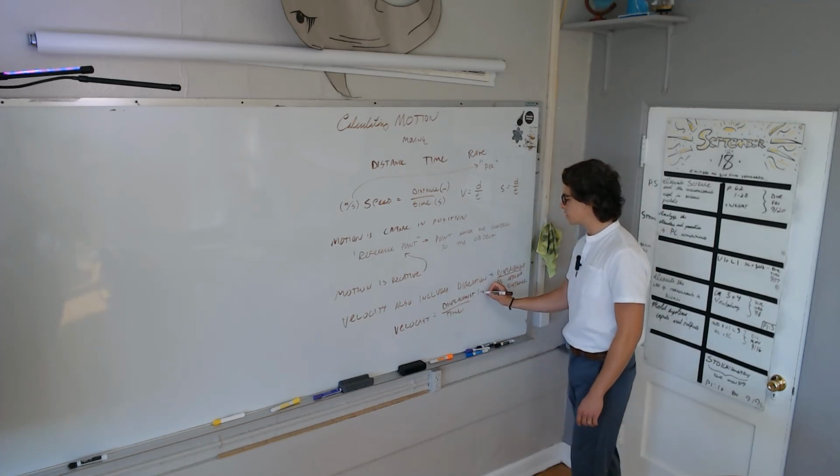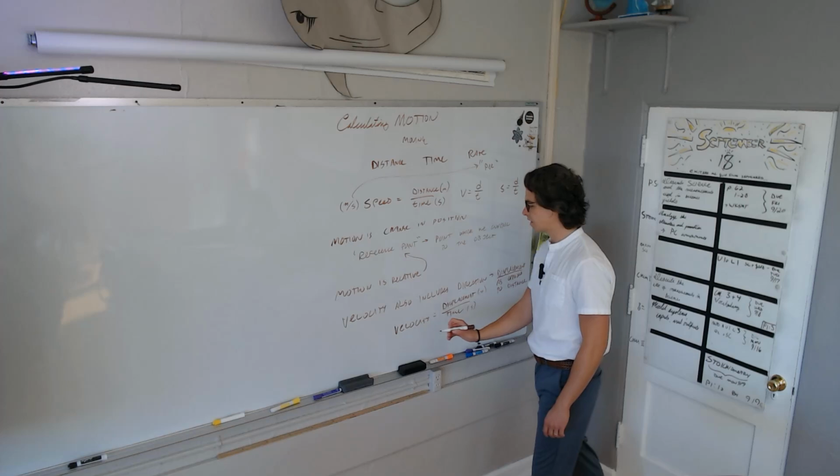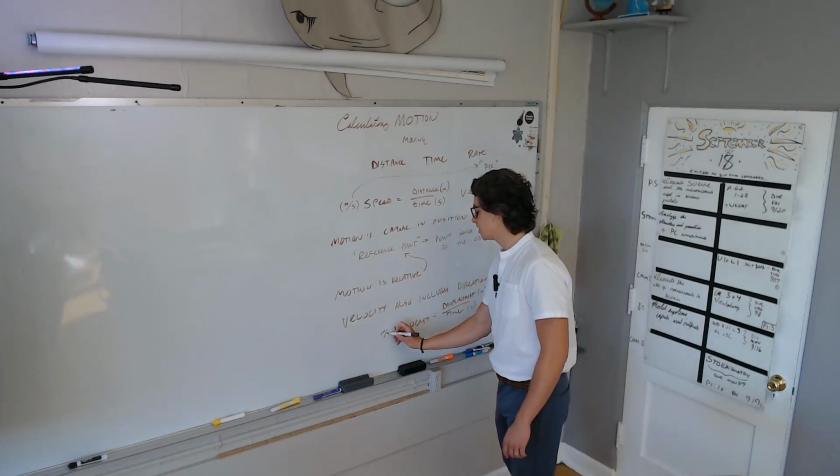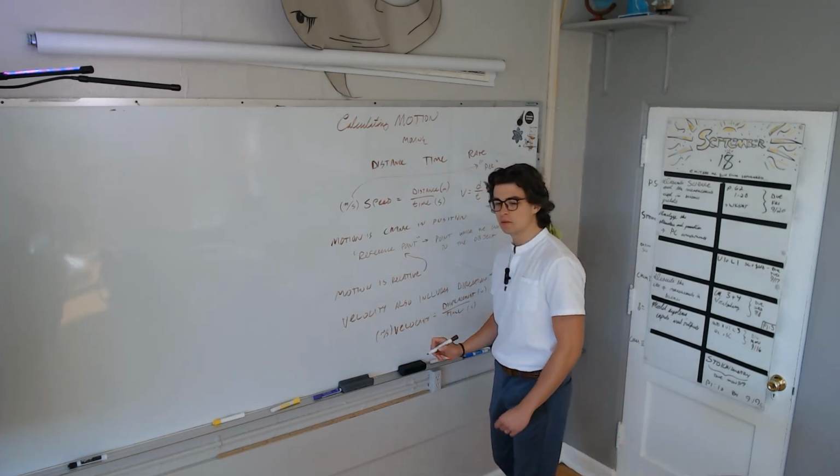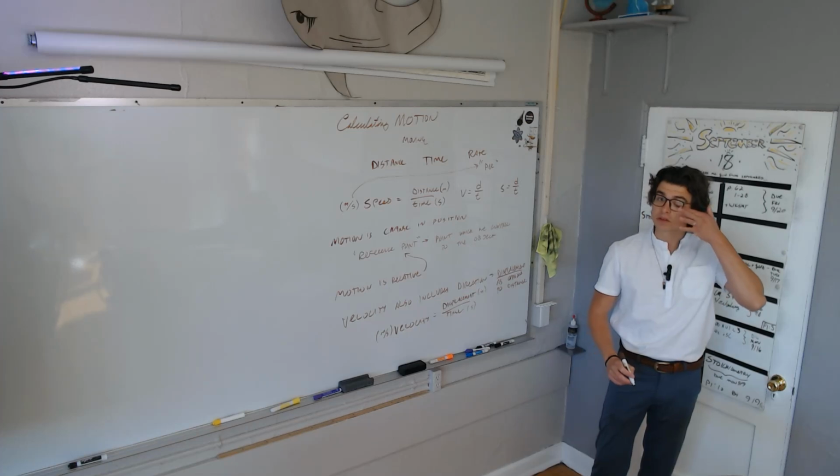Again, displacement, though, is measured in meters. Time is measured in seconds. Velocity, then, is measured in meters per second. So it's still measured in meters per second, but it has a specific direction.